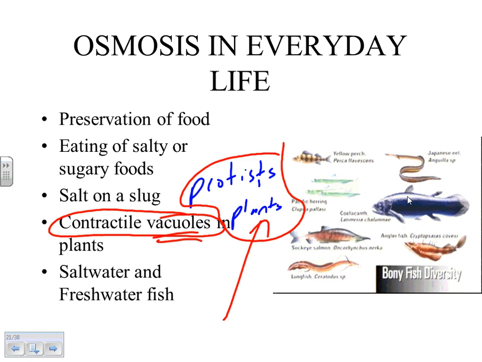Freshwater fish have the opposite problem. Their cells have more solutes than the water that they're living in, which means that water is constantly moving into their cells. To get rid of that extra water, freshwater fish typically almost never drink, and they also urinate continuously. They're constantly having to get extra water out of their bodies.